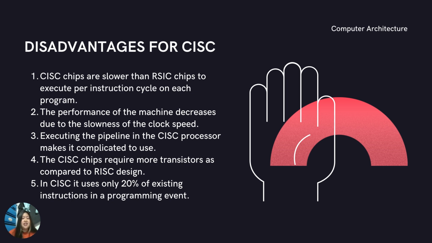The third one is executing the pipeline in the CISC processor makes it complicated to use. But in the RISC, it is one of the techniques that is very useful. Fourth, the CISC chips require more transistors as compared to RISC design. Last, or the fifth one, in CISC, it uses only 20% of existing instructions in a programming event.